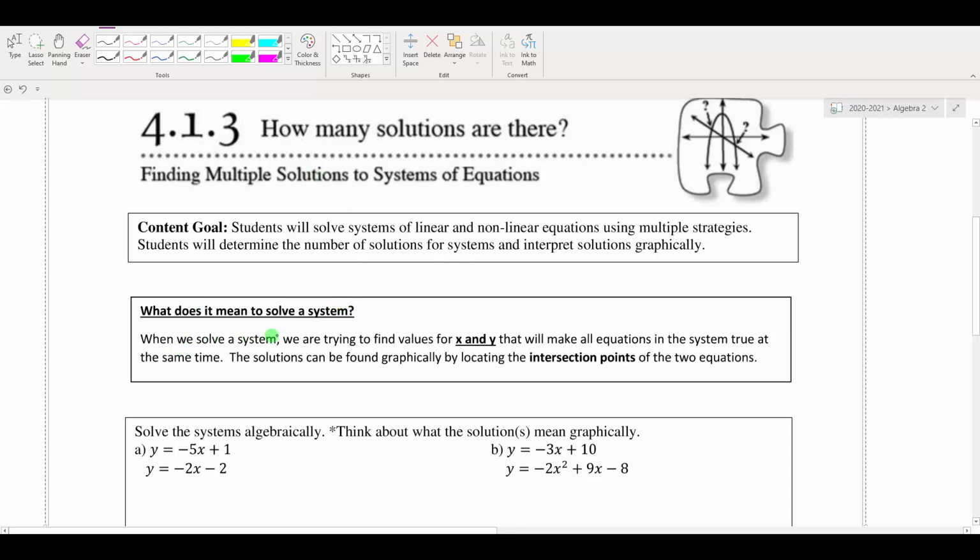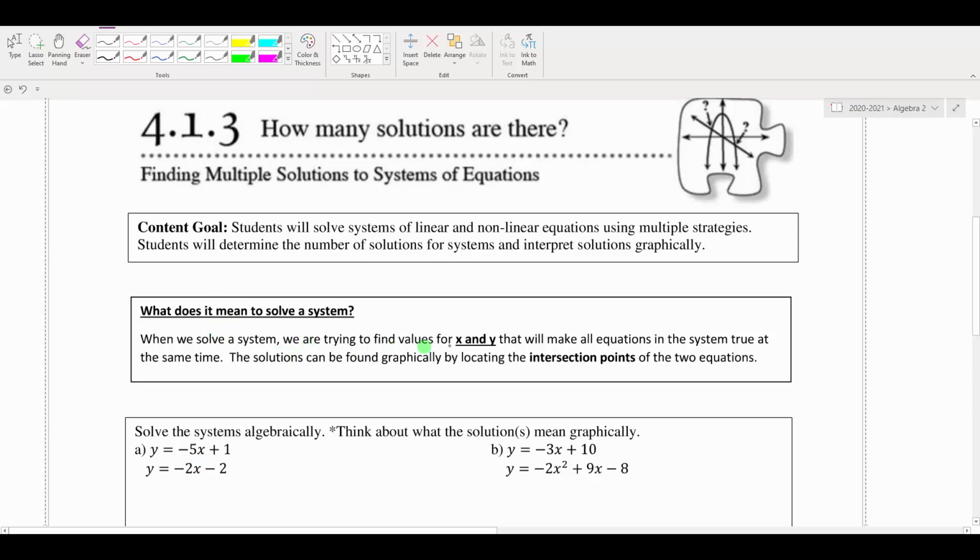What we're trying to do when we solve a system is find values for x and y that will make all equations in the system true at the same time. If you look at our examples down here, you notice we have two equations in most of these examples, and we're trying to find a value of x and y such that if I plug them into both equations, both would end up being true. All right. So that's what we're looking for when we solve.